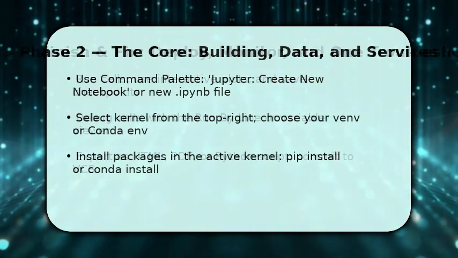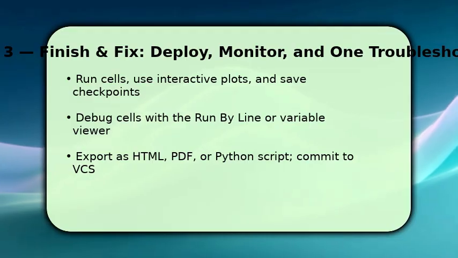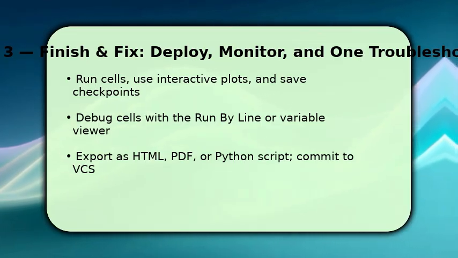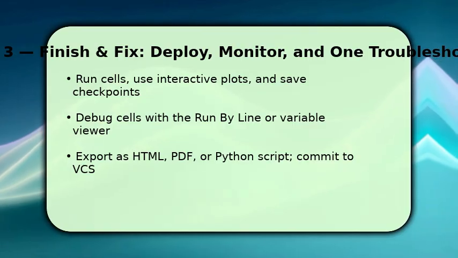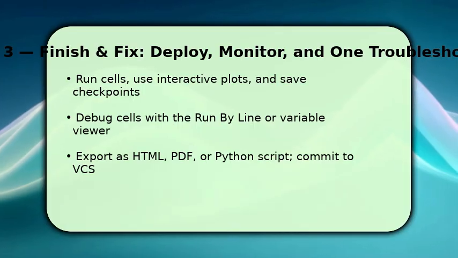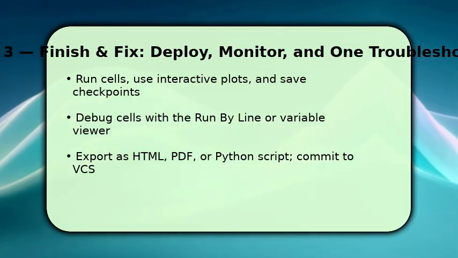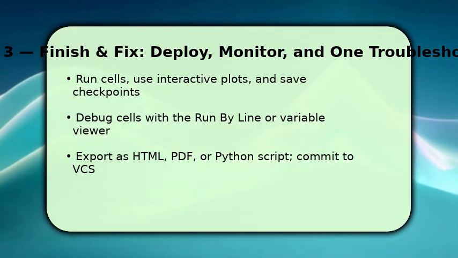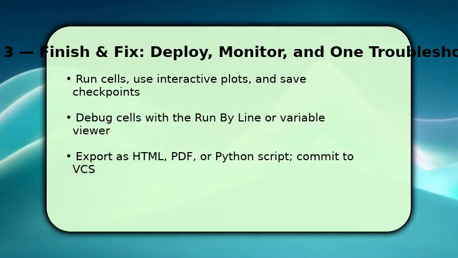You run and iterate on cells using interactive plots and the variable viewer to inspect state. This speeds up experimentation. Once done, use run by line or the built-in debugger to step through failing cells and find logic issues. Make sure to export results as HTML, PDF, or PyScript for sharing and reproducibility, and commit notebooks to version control with clear checkpoints.